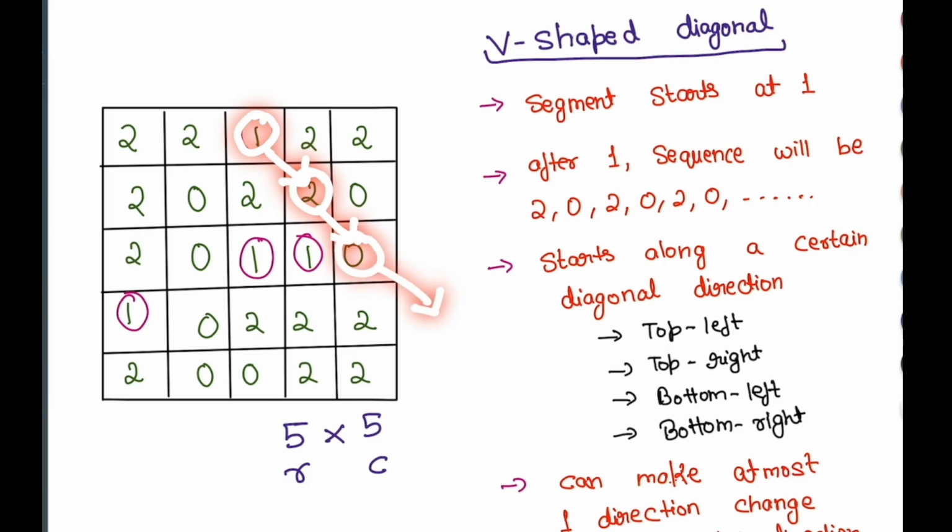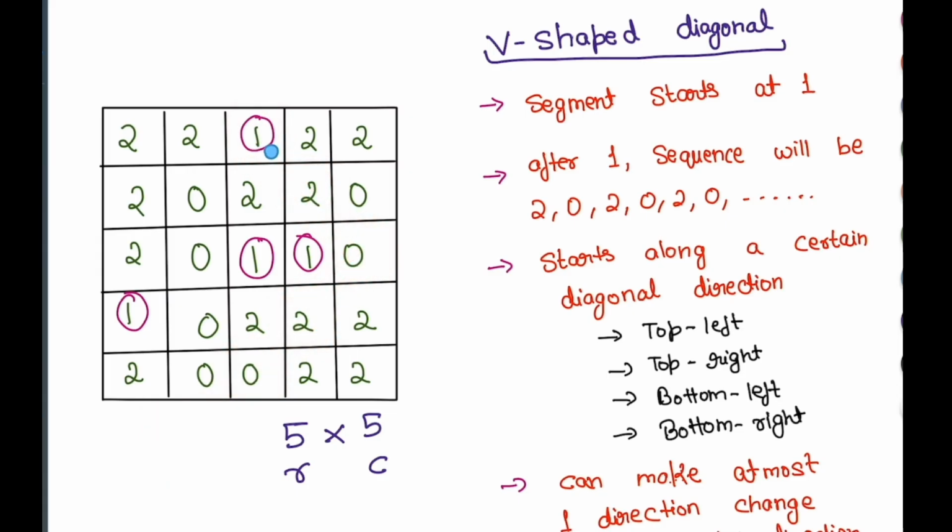Now I cannot go in the bottom right, but I can take a turn. If I am going in the bottom right and I take a turn, I will go in the bottom left. So my elements are going to be 1, then 2, then 0. Now I need a 2. I take a turn, I got a 2. Now I need a 0. Now I need a 2, but I don't have a valid element here. So this is another V-shaped diagonal we have. And actually this is our answer.